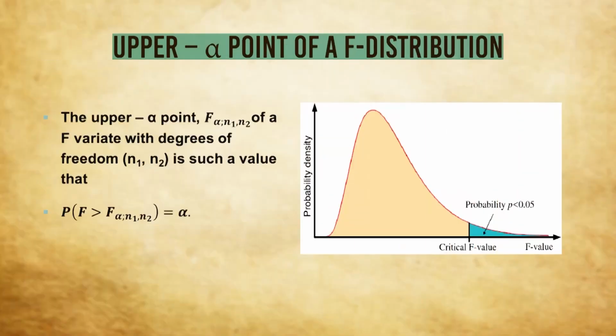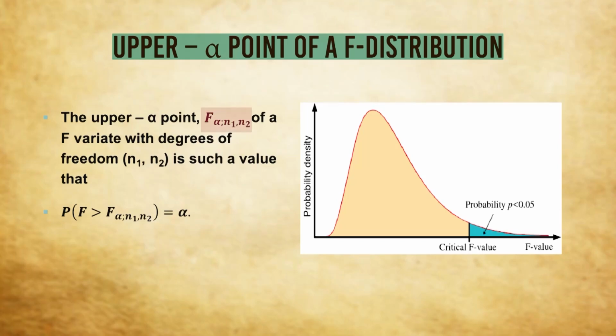We now come to the upper alpha and lower alpha points of F distribution in detail. Similar to the T distribution, it is such a point that the probability to the right-hand side of it is alpha. The only difference is that T has got one degree of freedom as we mentioned earlier, but F has got two degrees of freedom. So it is denoted, as you can see on your screen, F alpha n1 n2, and probability that F will be greater than F alpha n1 n2 is equal to alpha.